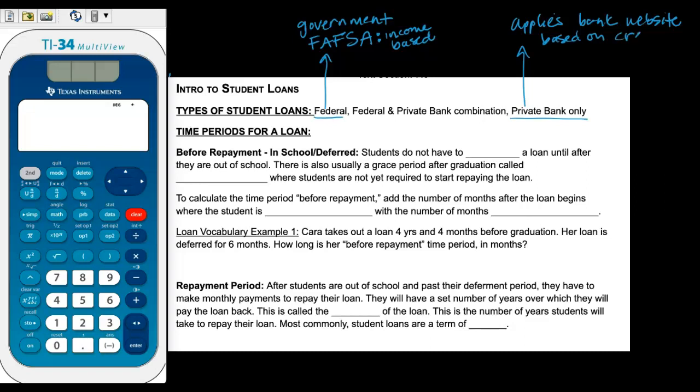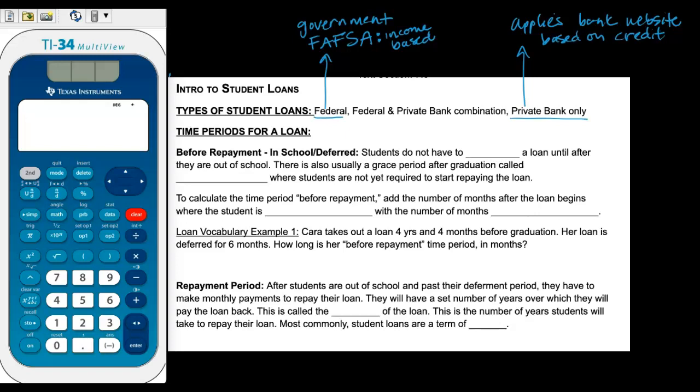And that can be an advantage or a disadvantage depending on the student. So if the student has really good credit, then that could be an advantage, and maybe they can pay off their loan right away. But a lot of students find that the federal loans are an advantage and offer a better loan for them.